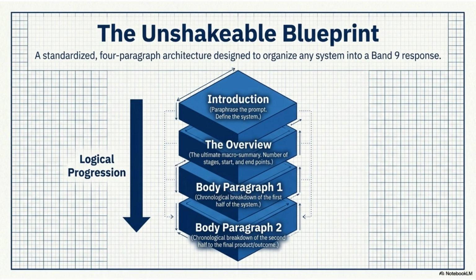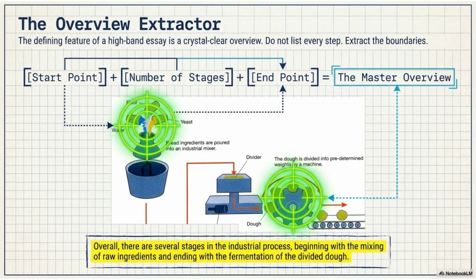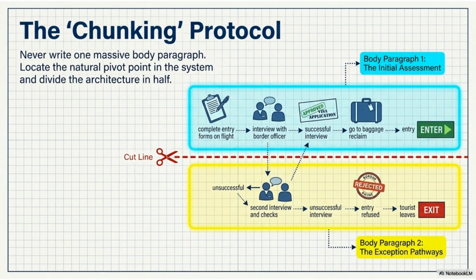Our recommended blueprint is a standardized 4-paragraph architecture: an introduction, a macro summary overview, and 2 body paragraphs covering the chronological stages of the process. A high-band essay requires a clear overview. Don't list every step. Instead, extract the boundaries by identifying the start point, the number of stages, and the final endpoint. For your body paragraphs, use our chunking protocol.